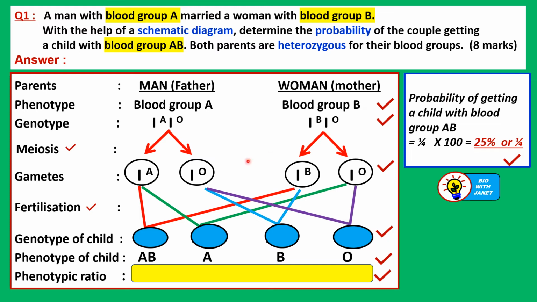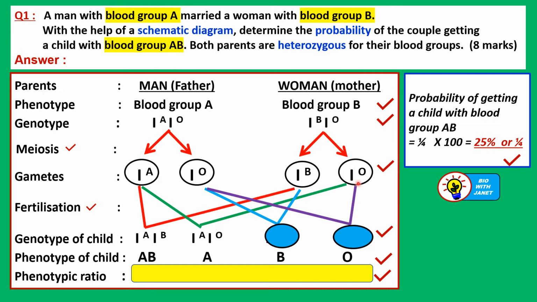In this case, the first one, follow the arrow here, and just combine these two alleles together. The first child will have the genotype IAIB. Then the first gamete can also fuse with the second gamete from the woman. So the result is a child with genotype IAIO.